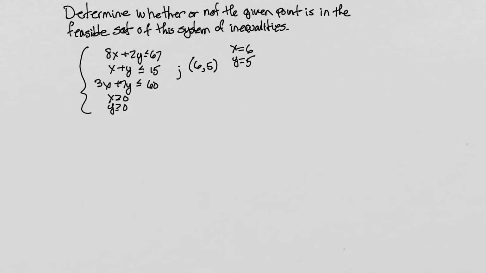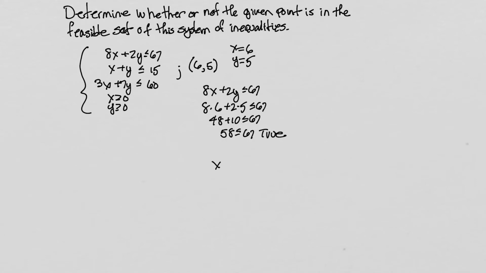Let's start here with the first inequality, 8x plus 2y less than or equal to 67. Substituting, we'll get 8 times 6 plus 2 times 5 less than or equal to 67. 48 plus 10 less than or equal to 67, which gives us 58 less than or equal to 67, which is a true statement. So the first inequality is satisfied. Let's go for the second.